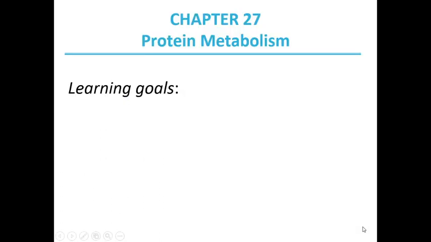The learning goals of this chapter are as follows. First, we will start by discussing the genetic code. By the end of this chapter, you will understand how the genetic code is used for protein translation.